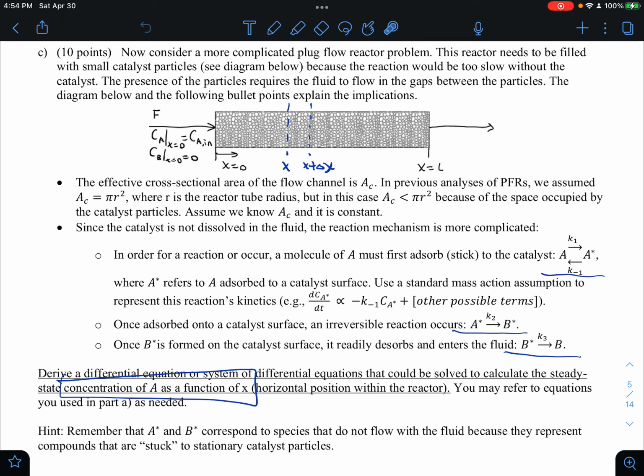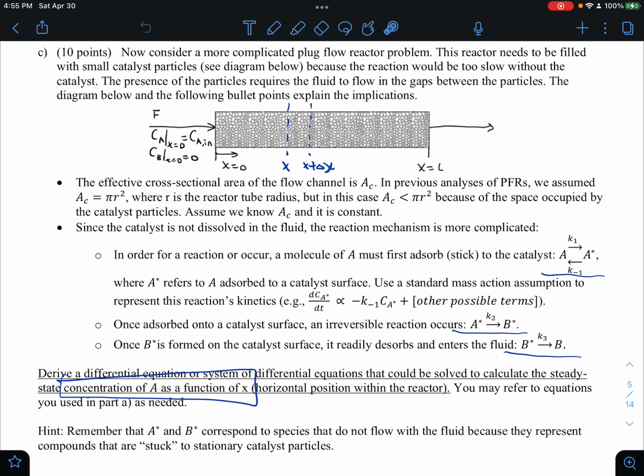Okay, so I have a plug flow reactor just like in part A. The input is the same. A does go to B, that's the same. But now the reactor is filled with catalyst particles. And this bullet point explains that the effective cross-sectional area A sub C is not just the cross-sectional area of the tube because of all the particles. It's actually the sum of the void spaces in between the catalyst particles. But it doesn't matter so much here because it's just a variable. We're doing this problem purely analytically.